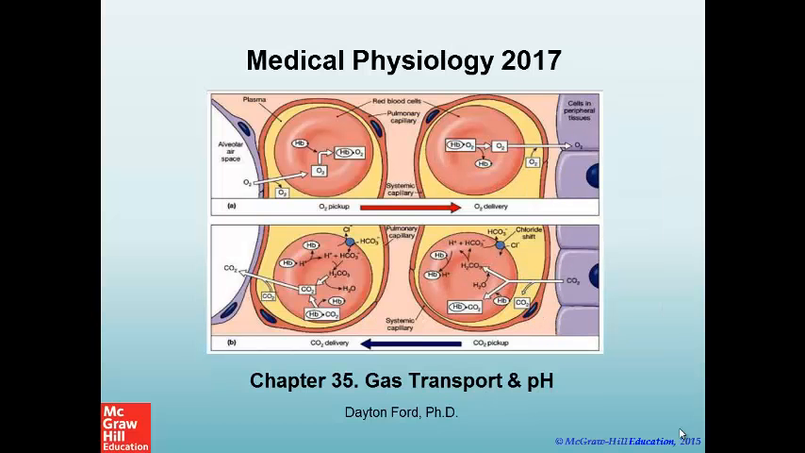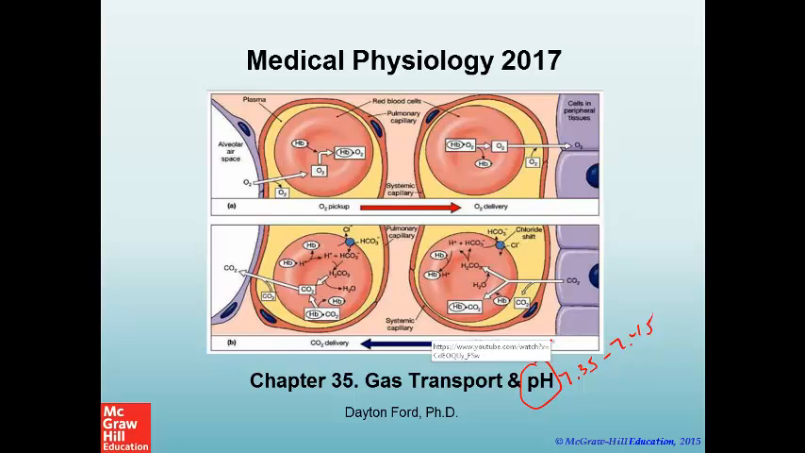So now for the second part of yesterday's lecture, we'll talk about gas transport and pH. So blood pH, normal blood pH is between 7.35 and 7.45. It is maintained primarily due to the action of the respiratory system and the renal system. So those two systems work together to maintain a normal blood pH. So we'll delve more in depth into that with the renal system.